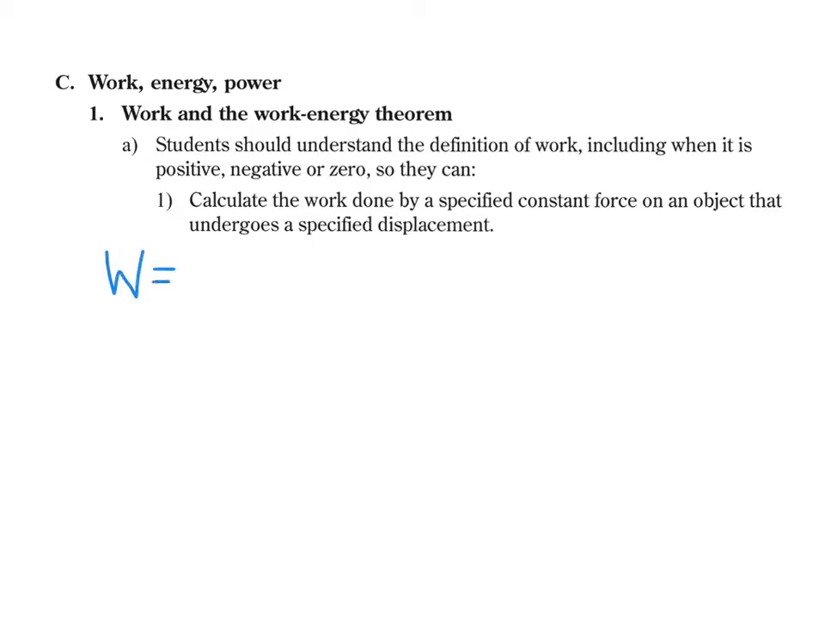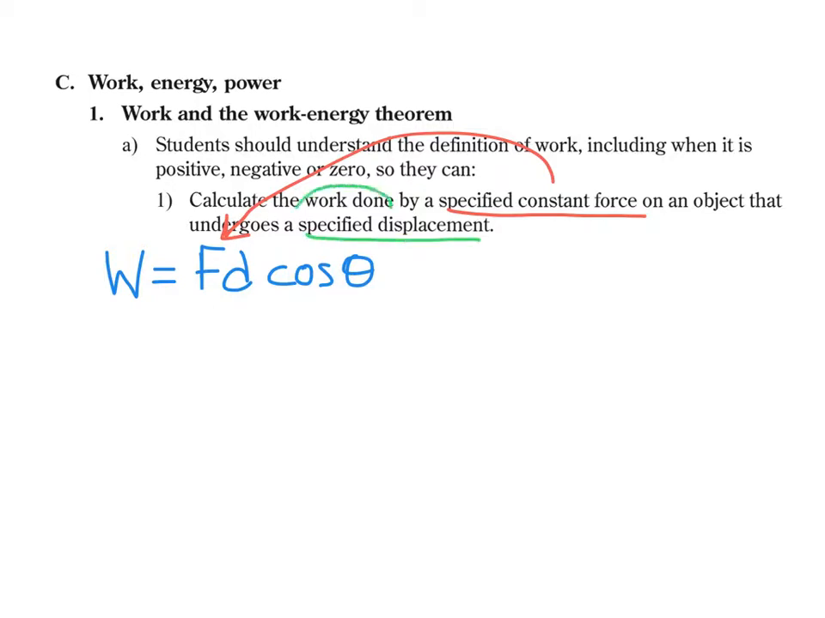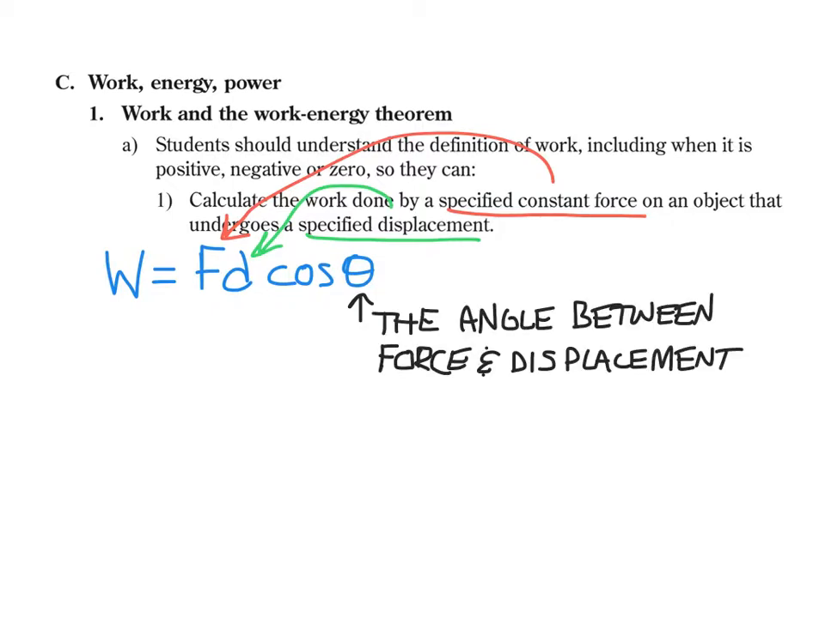When calculating work, use the equation W = F D cosine theta. In this type of problem, you've got a specified constant force, so you'd use that value for F. You have a specified displacement, so you would use that value for D. Then the question is, what would you use for theta? Theta would be the angle between the force and the displacement.